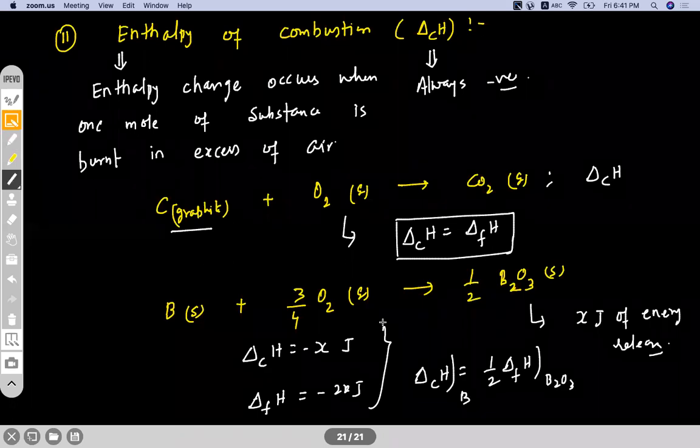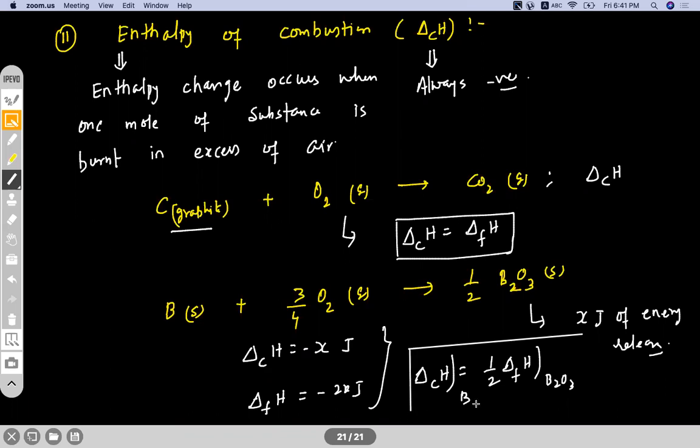Did you understand this? It's not like enthalpy of combustion and enthalpy of formation will always be equal. It depends upon what equation we have, what relation we have. So always keep that in mind. Combustion is always an exothermic process.